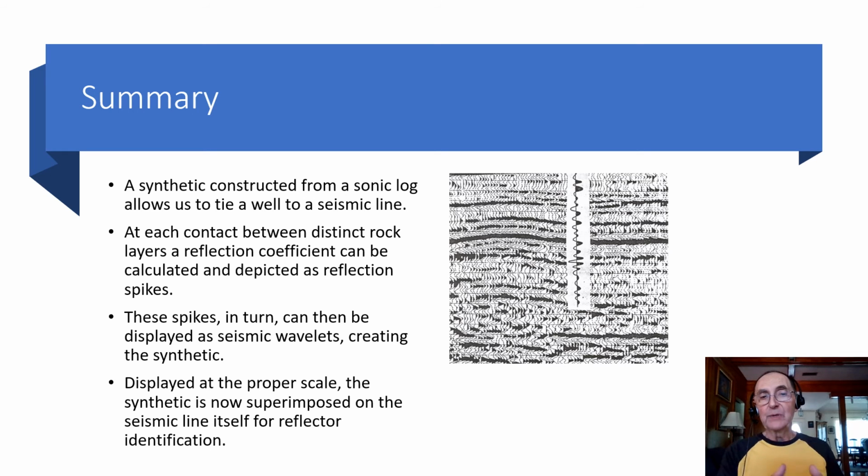At each contact between distinct rock units, the reflection coefficient can be calculated and depicted as reflection spikes. In turn, these spikes can then be displayed as seismic wavelets, creating the so-called synthetic. When displayed at the proper scale, the synthetic can now be superimposed on the seismic line for reflector identification.